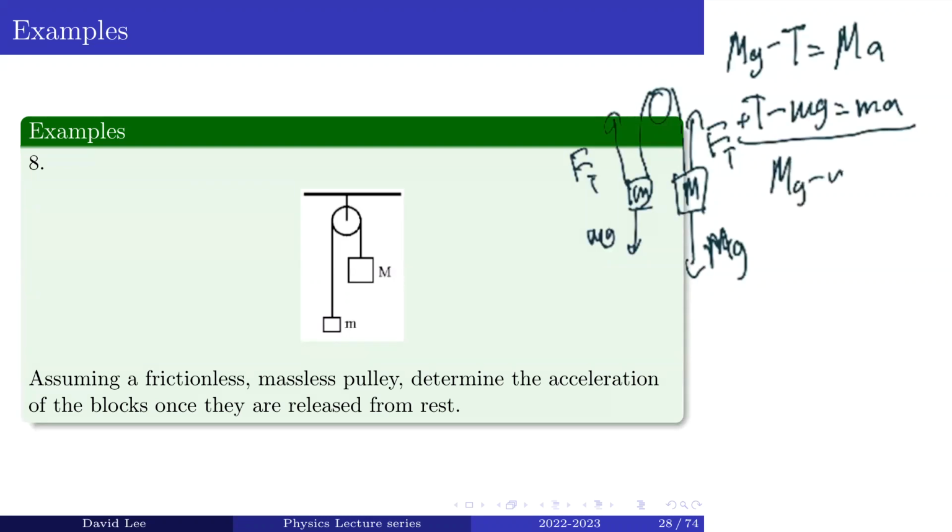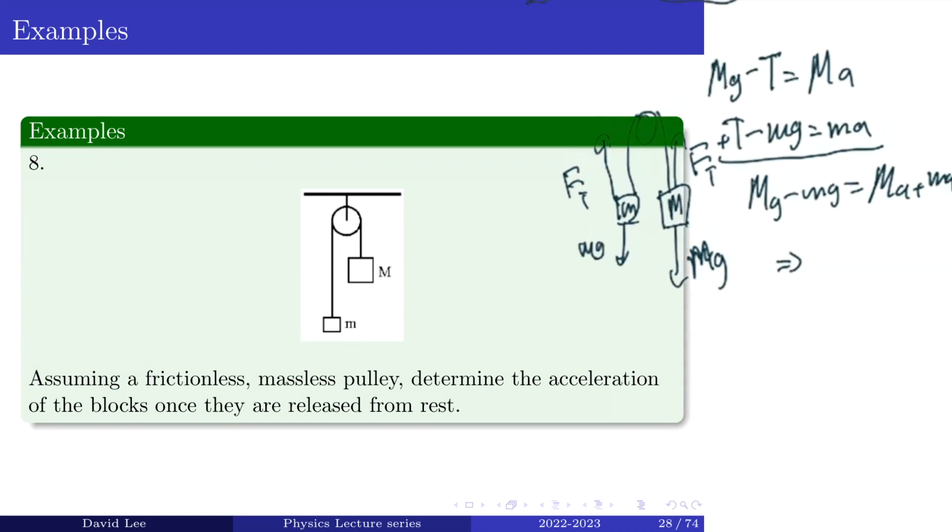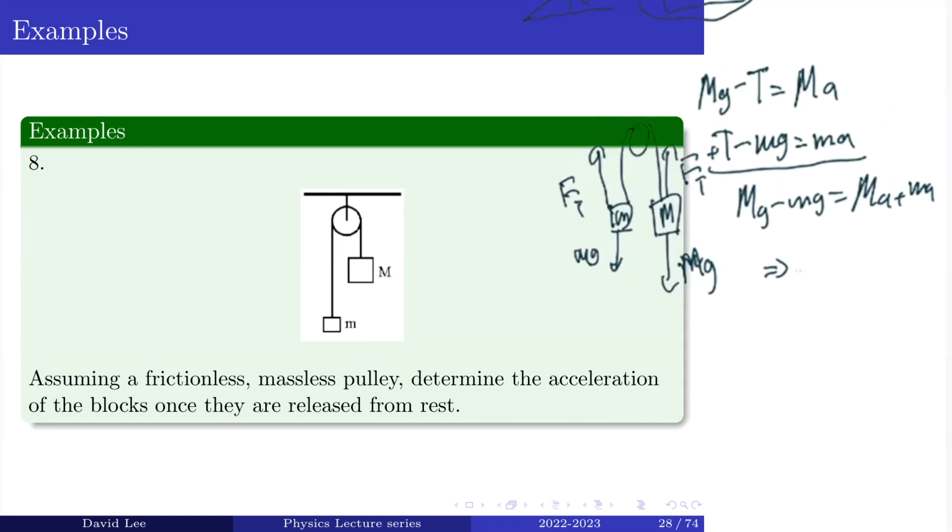Mg minus mg equals ma plus ma, and we'll get that the acceleration is equal to (m minus m) over (m plus m) times g. So that's our answer.